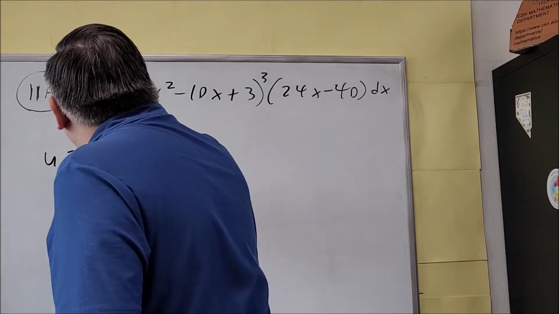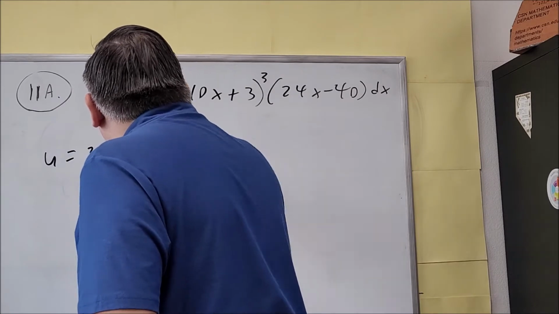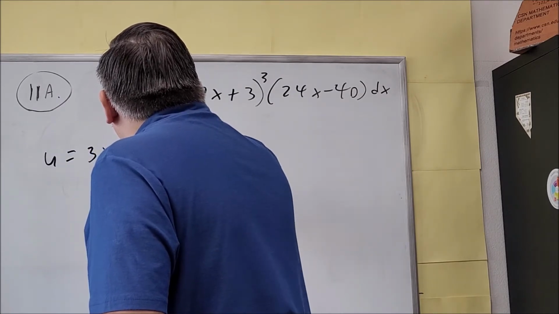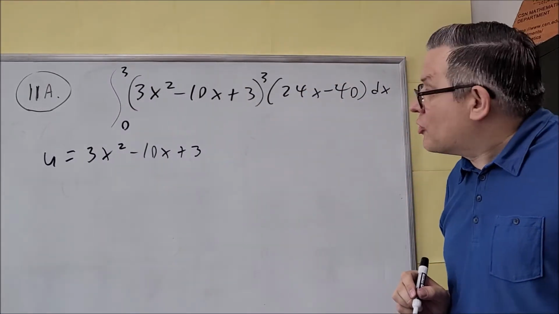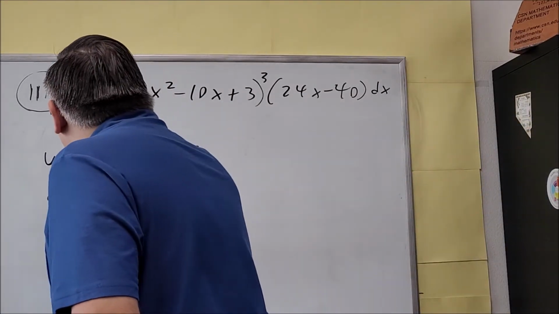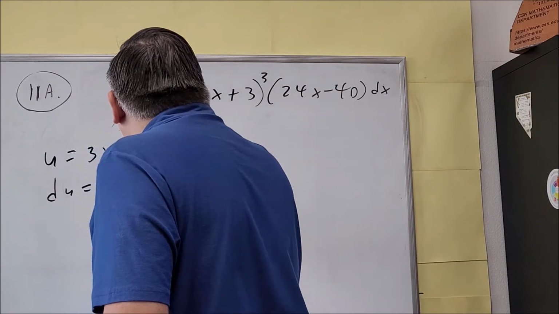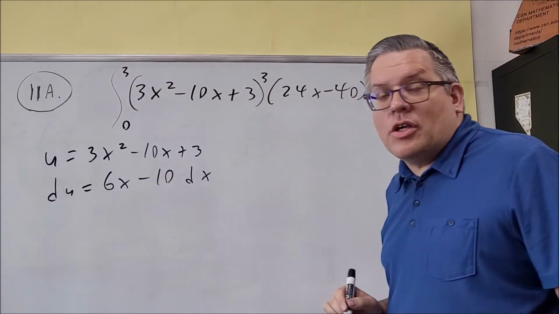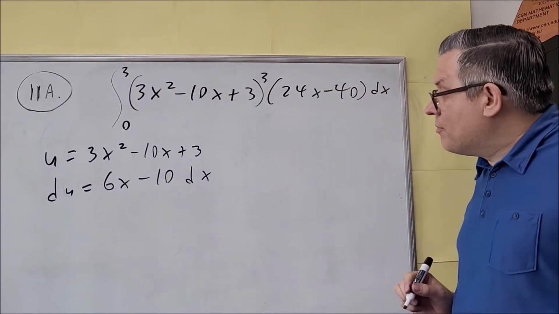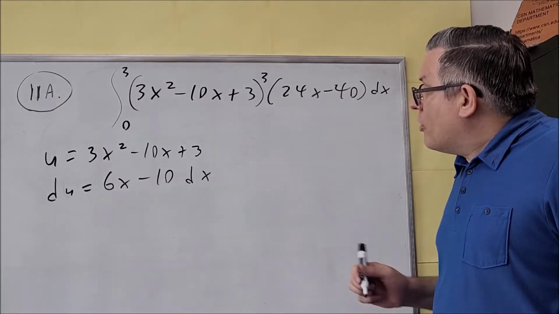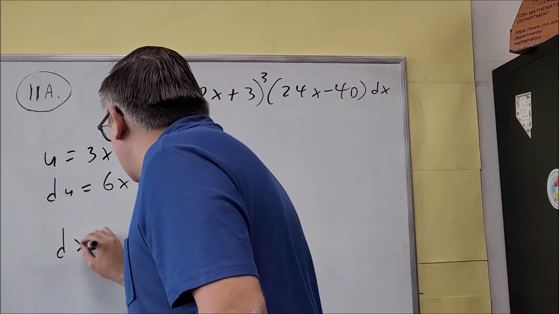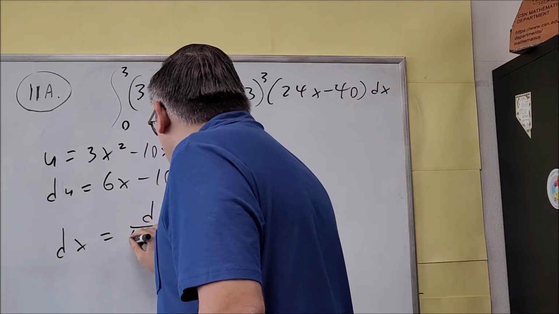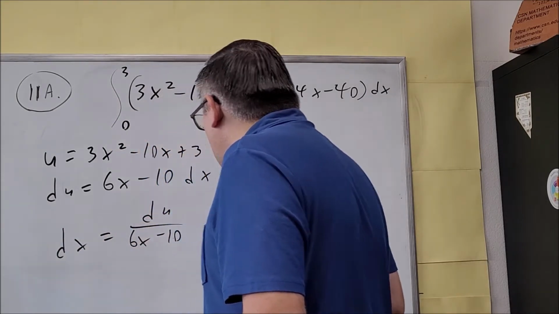So u equals 3x squared minus 10x plus 3. We're going to take the derivative of both sides with respect to x. So du is equal to 6x minus 10 when we apply the power rule on that. As always, you want to solve for dx. So dx is equal to du over 6x minus 10.